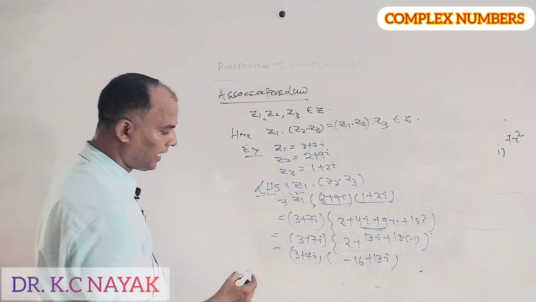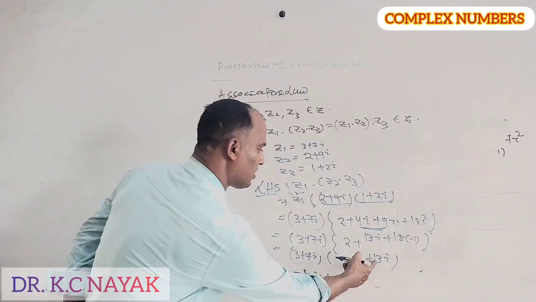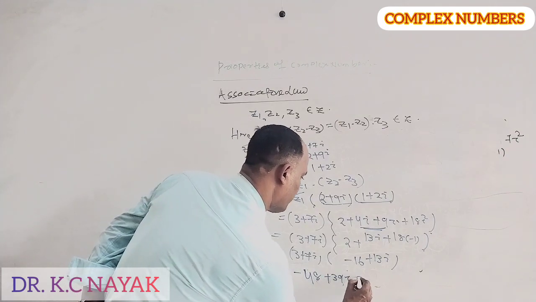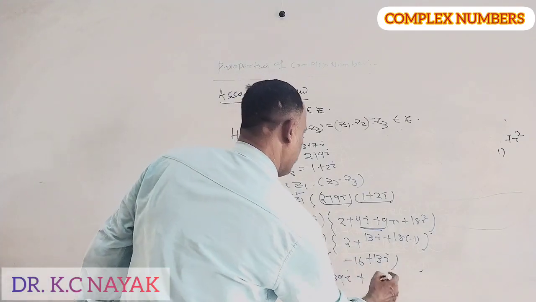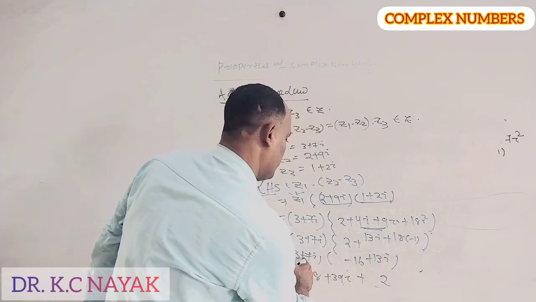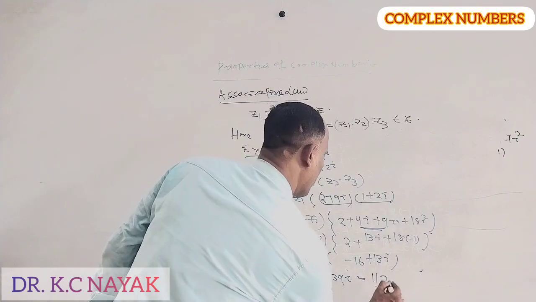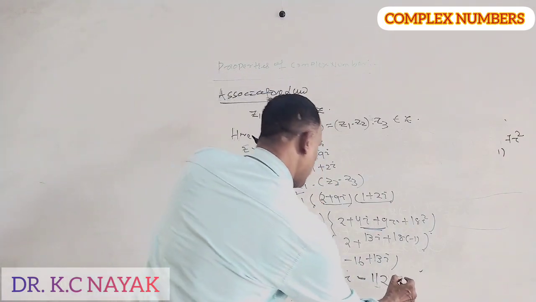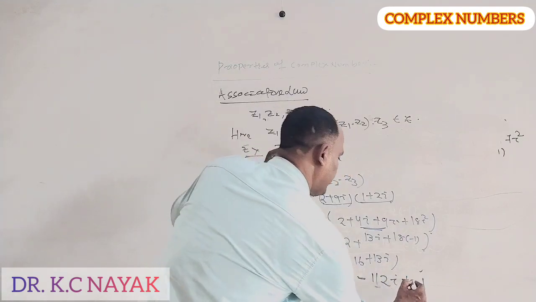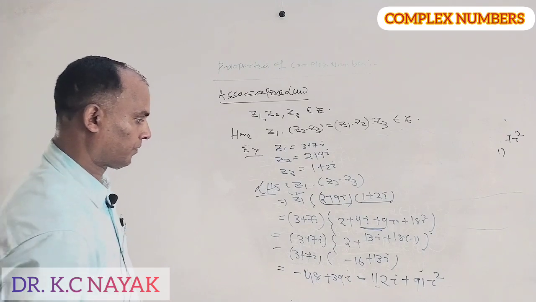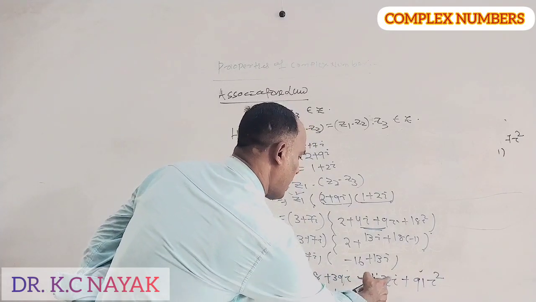Again you can multiply 3 into minus 16, minus 48, plus 3 into 13, that is 39i, plus 7i into minus 16, how much is it? Minus 112i, plus 7i into 13i, 91i square. How much is it?